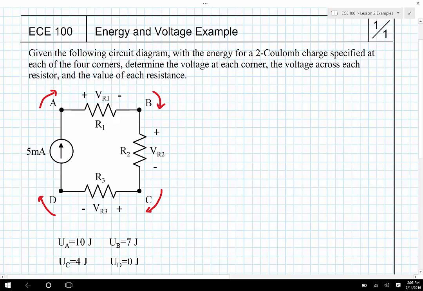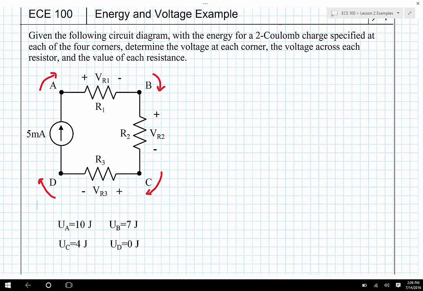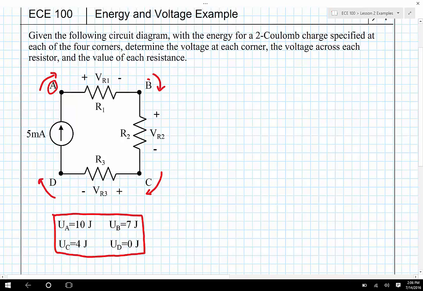It's 5 milliamps. We're also given the information about the energy, the U sub A, U sub B, U sub C, and U sub D. That's the energy at each of the 4 corners of the circuit, labeled as A, B, C, and D. What we're asked to find is the voltage at each of those 4 corners, and then also the voltage across each of the 3 resistors, and ultimately what is the value of each of those 3 resistors. So let's go ahead and do that.